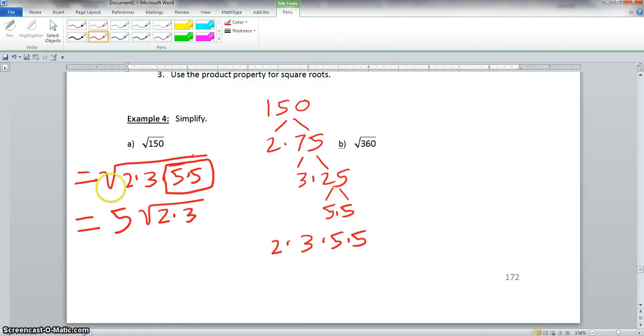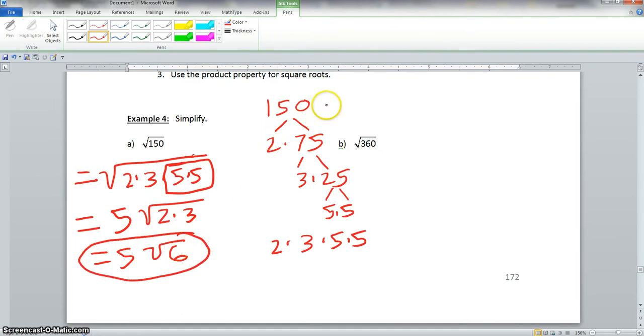Now let's take a look at that again. We take the prime factorization. We group this because this index is 2. We group them by 2's. Since we have 2 5s, that means that we could pull 1 5 out, which we did here. And then anything that we cannot have two or more of, we have to leave under the radical, which we have here. So now, what's 2 times 3? And we know that to be 6. So this will be our final answer, 5 times the square root of 6.